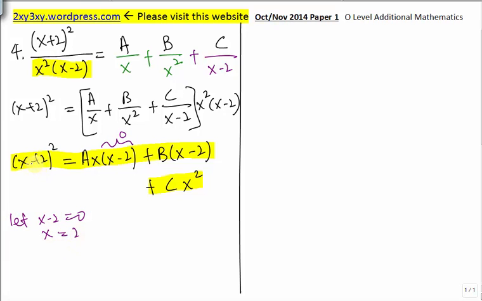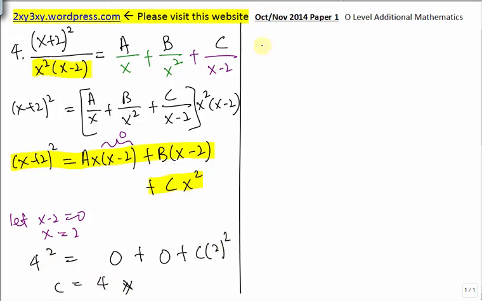That means I'm going to substitute 2 into this expression here. 2 plus 2 will give you 4. When I substitute 2 here, 2 minus 2 will give me 0, and 0 multiplied by anything here will be 0. Similarly, if I substitute 2 here, 2 minus 2 will give me 0, and 0 times the unknown b doesn't matter, it will give me 0. C times 2 squared. So from here, I can find c. C will be 16 divided by 4, which gives a value of 4.